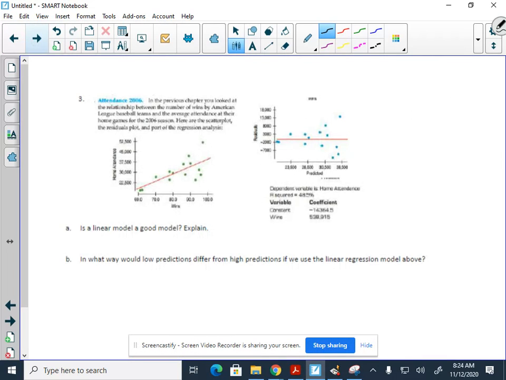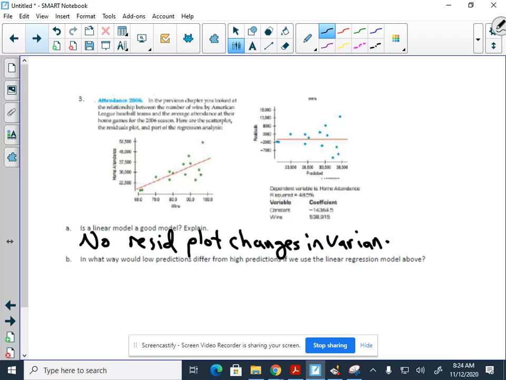Okay, next one, is a linear model a good model? Well, not really, because the residual plot changes in variance, or it thickens. You can see it gets wider as we go. What ways would low predictions differ from high predictions? This is the reason it's not as good a model.